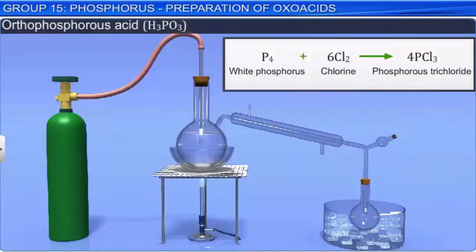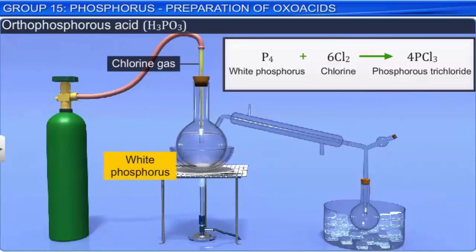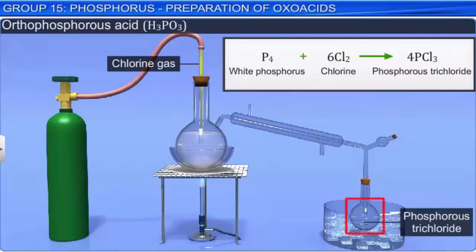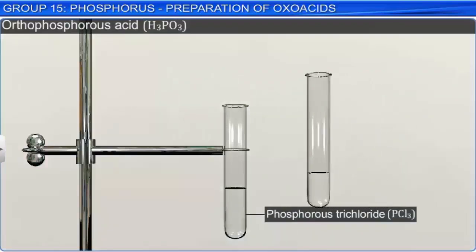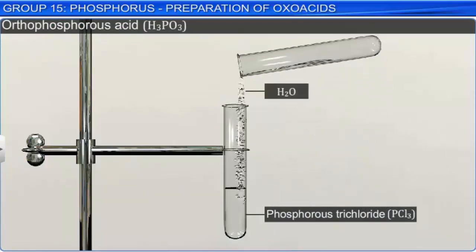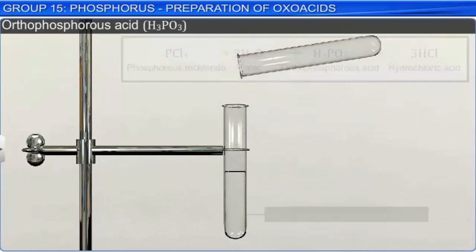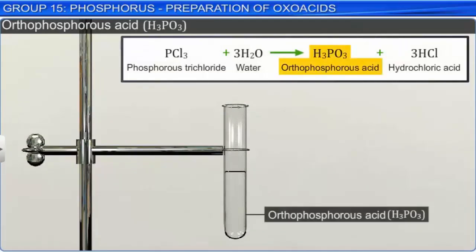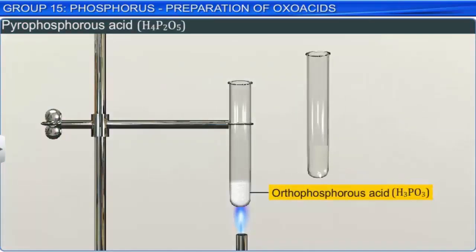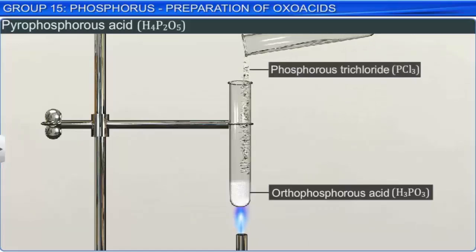Orthophosphorus acid can be conveniently prepared by passing chlorine gas through water containing molten white phosphorus. The phosphorus trichloride so formed is instantly hydrolyzed to give orthophosphorus acid. Orthophosphorus acid, when treated with phosphorus trichloride, gives pyrophosphorus acid.